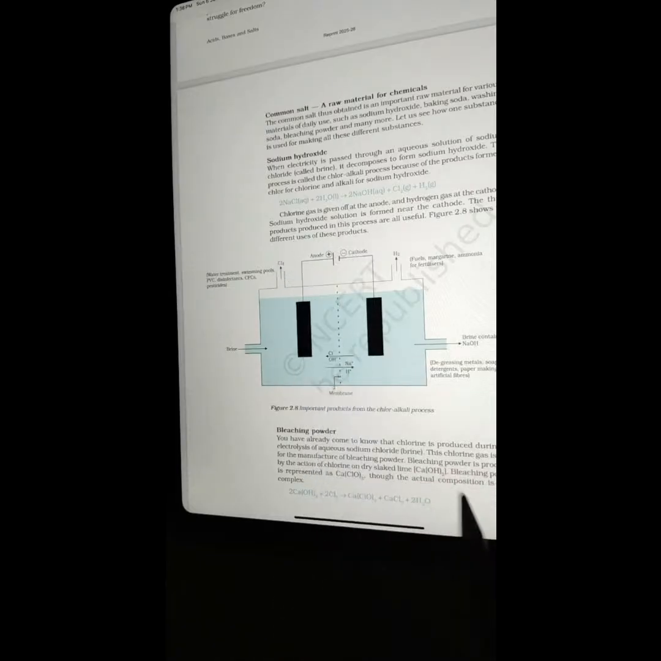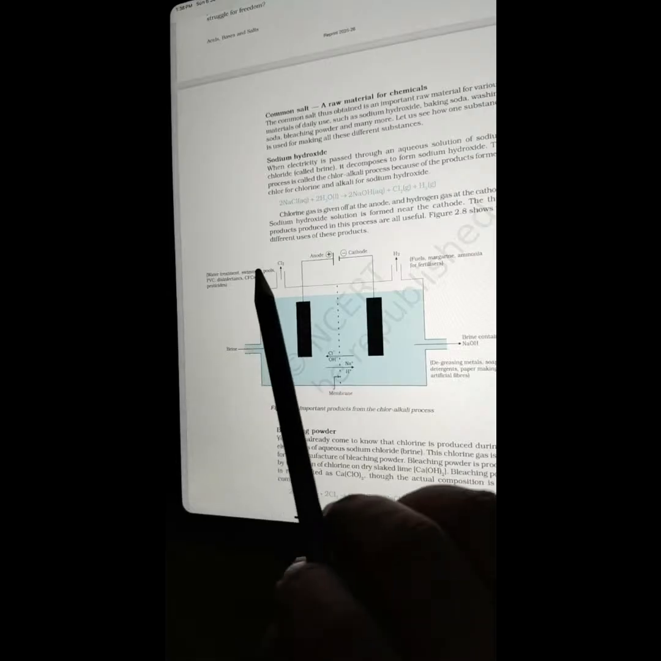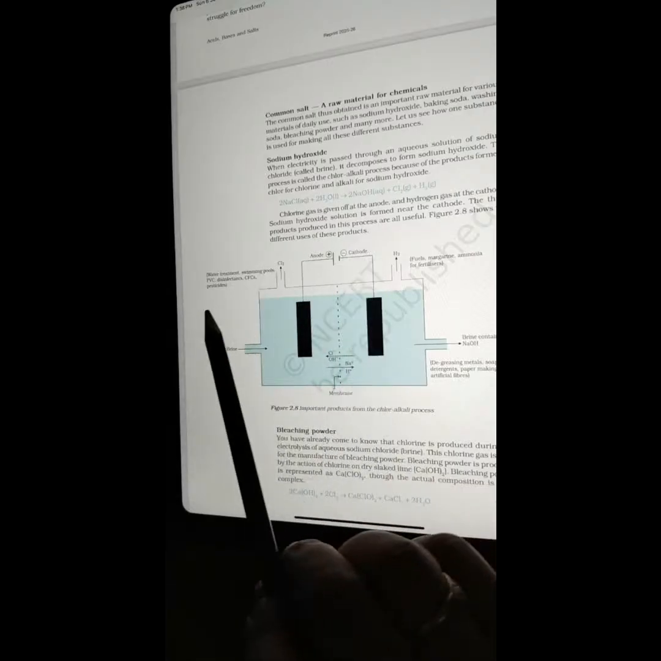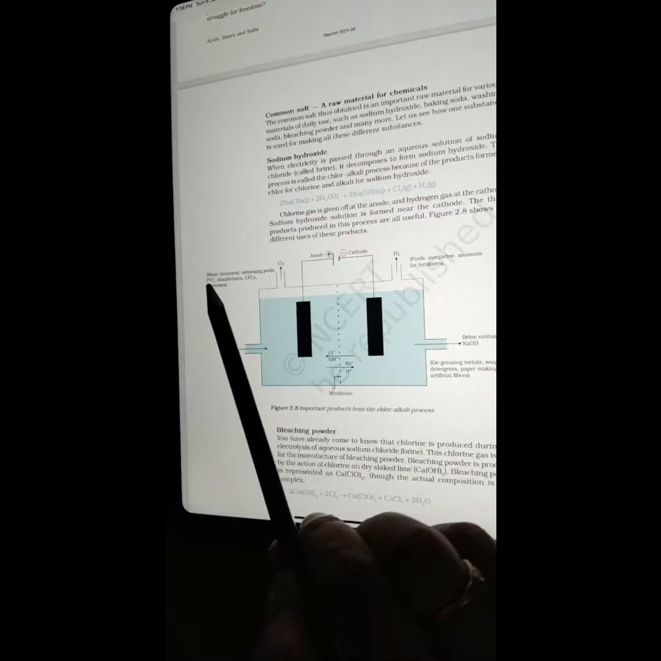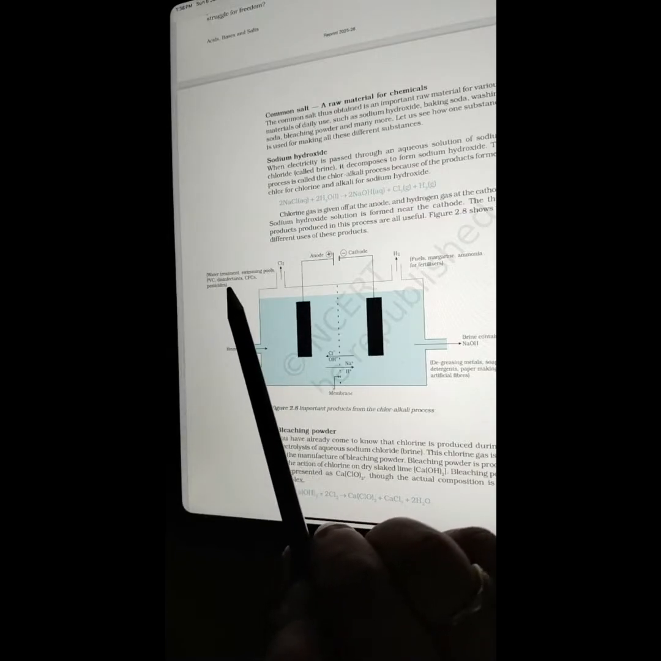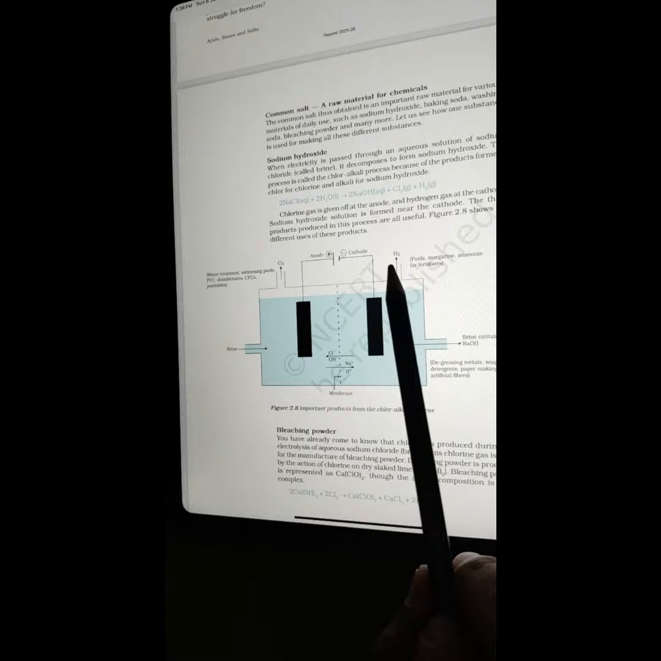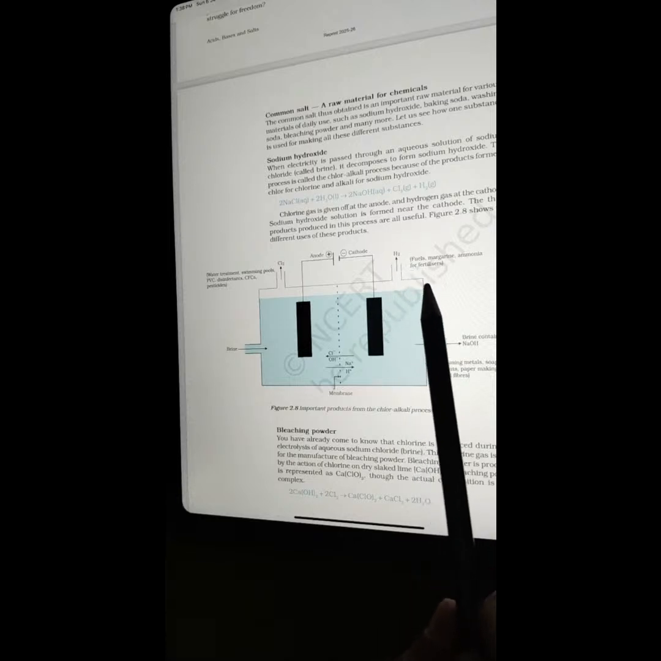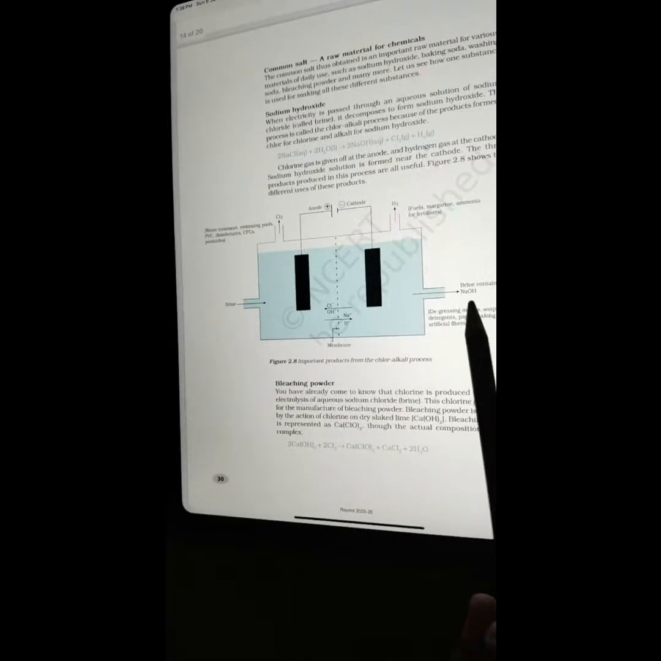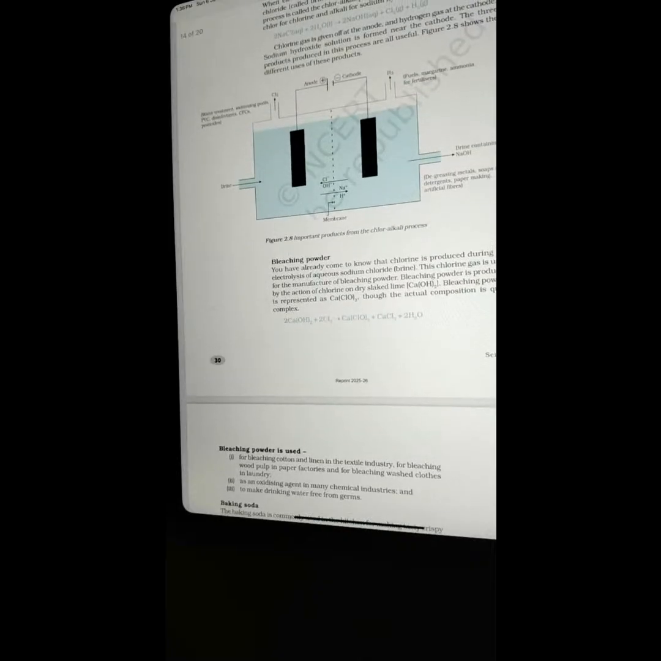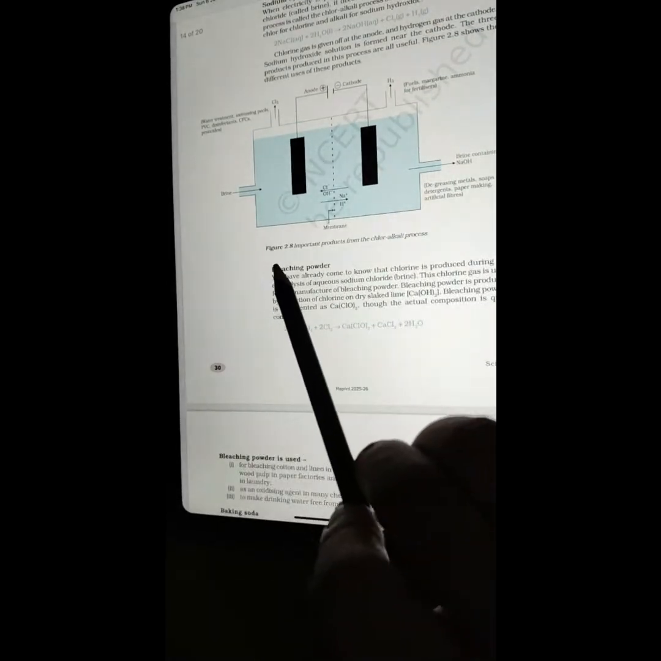The three products produced in this process are all useful. Figure 2.8 shows the different uses of these products. Cl2 is used for water treatment, swimming pools, PVC, disinfectants, CFCs, and pesticides. The cathode gives hydrogen gas, which is used for fuels, margarine, and ammonia for fertilizers. The solution containing NaOH is used for degreasing metals, soaps and detergents, paper making, and artificial fibers. So the setup for the chlor-alkali process is given to you in figure 2.8.